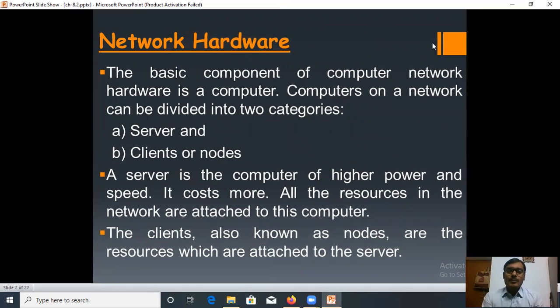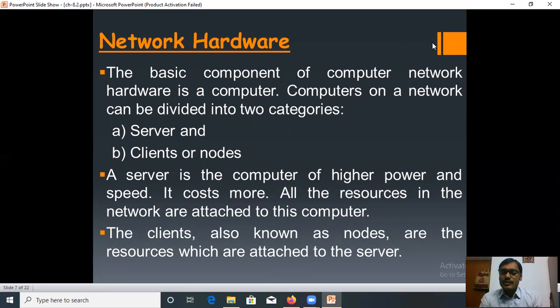The basic component of computer network hardware is a computer. And computers on a network can be divided into two categories. One is the server computer and another is the client computer. Clients are also known as nodes.